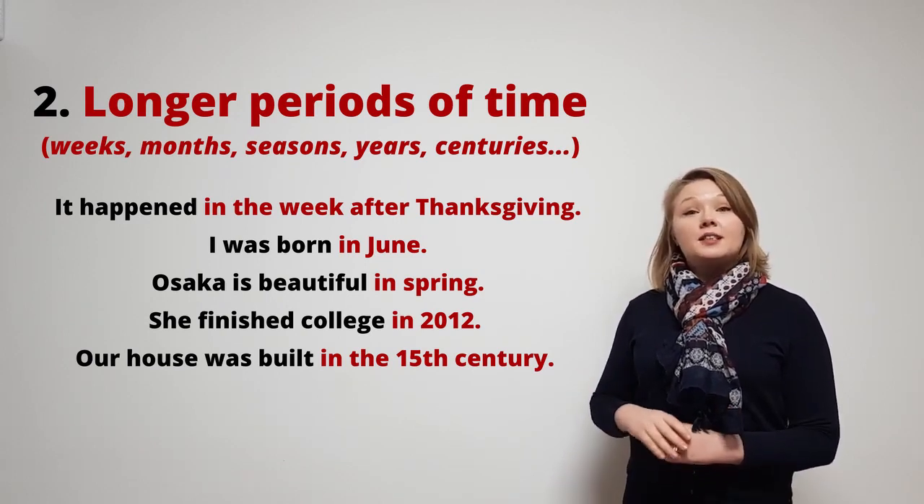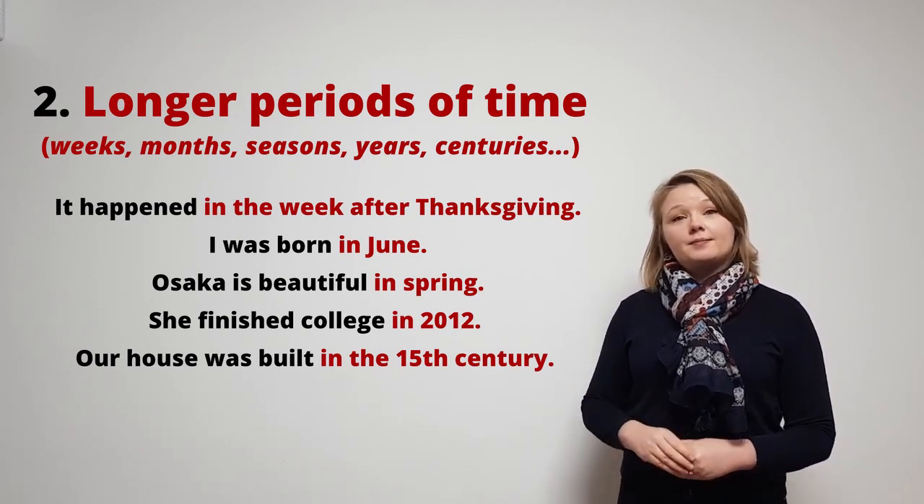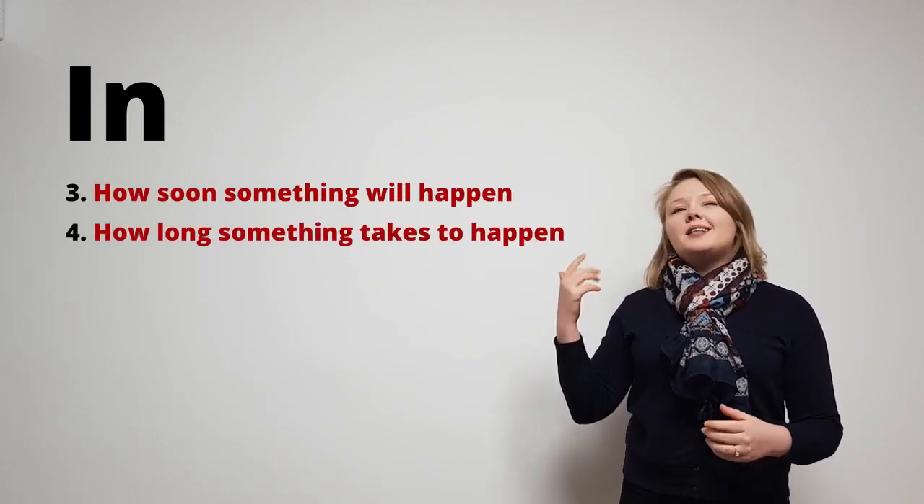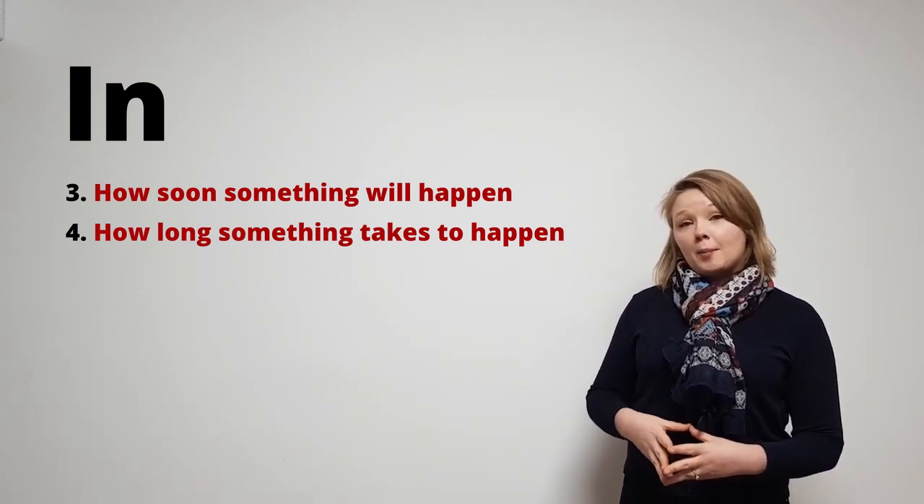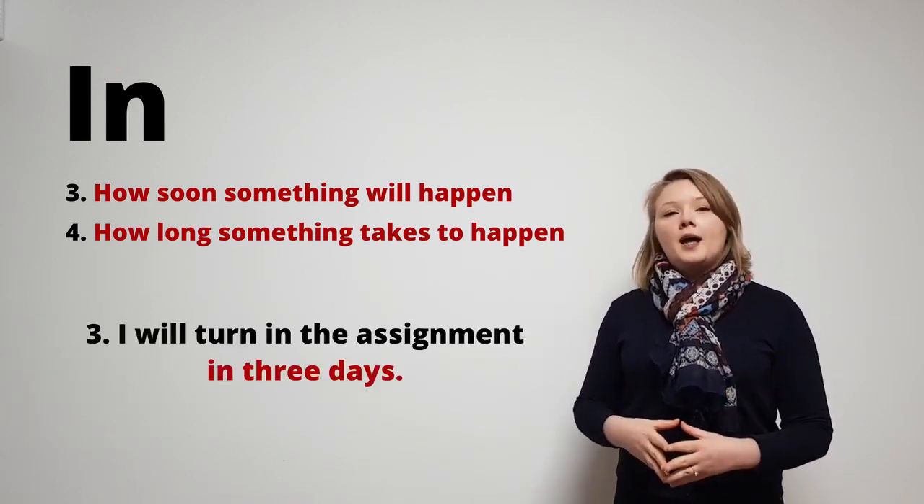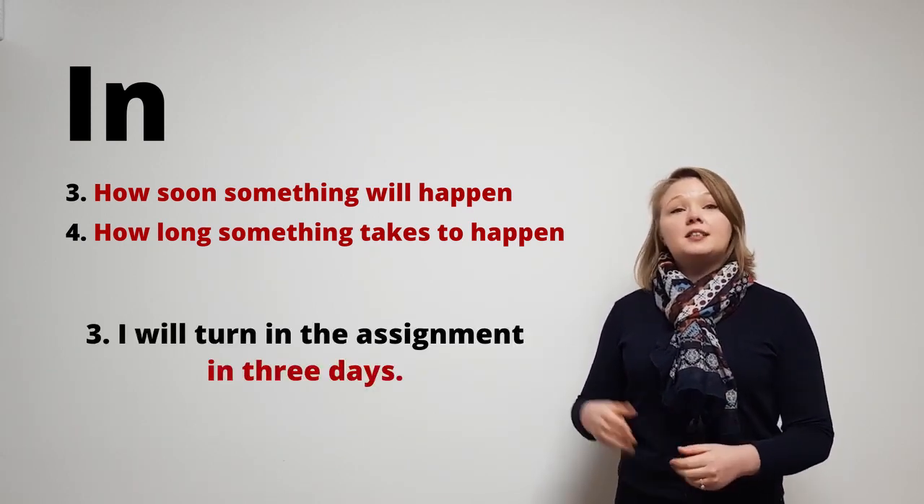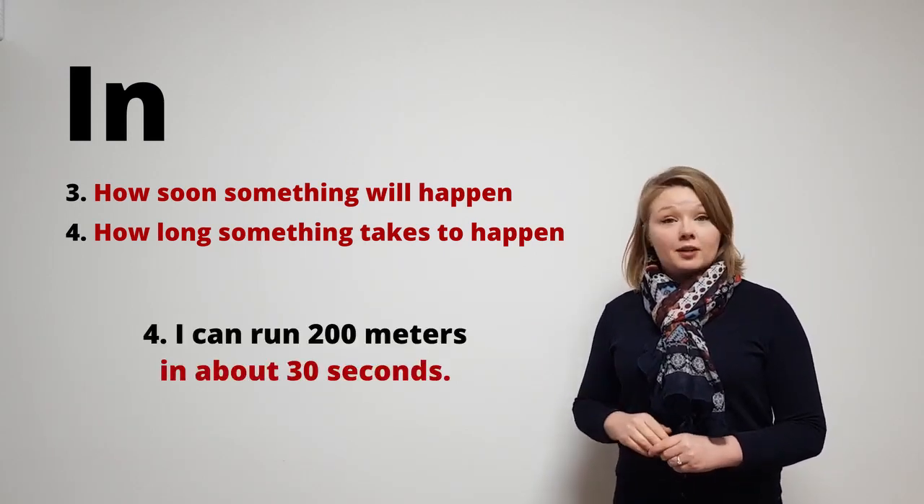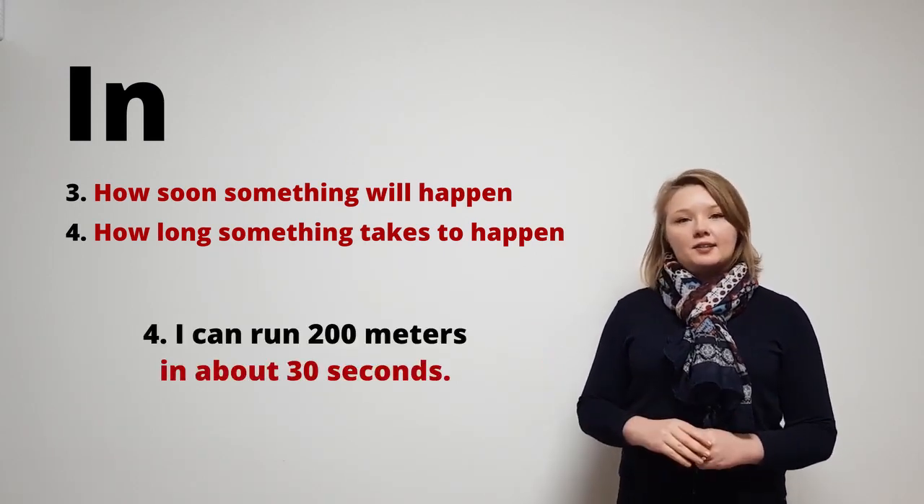Our house was built in the 15th century. In can also be used in a few other circumstances. In can be used to say how soon something will happen and how long something takes to happen. For example, I will turn in the assignment in 3 days. I can run 200 meters in about 30 seconds.